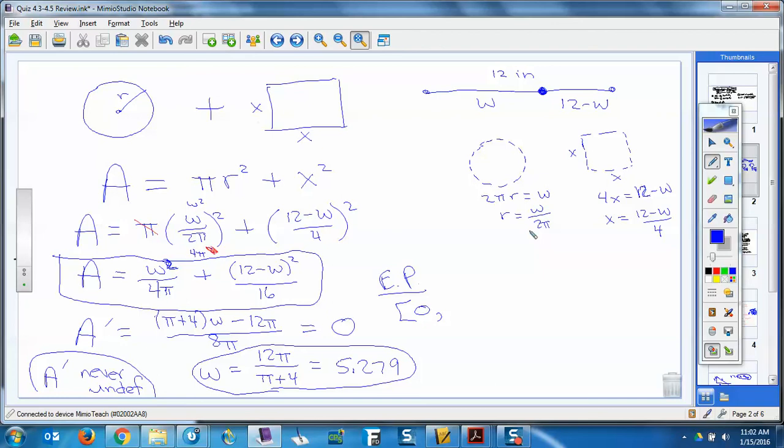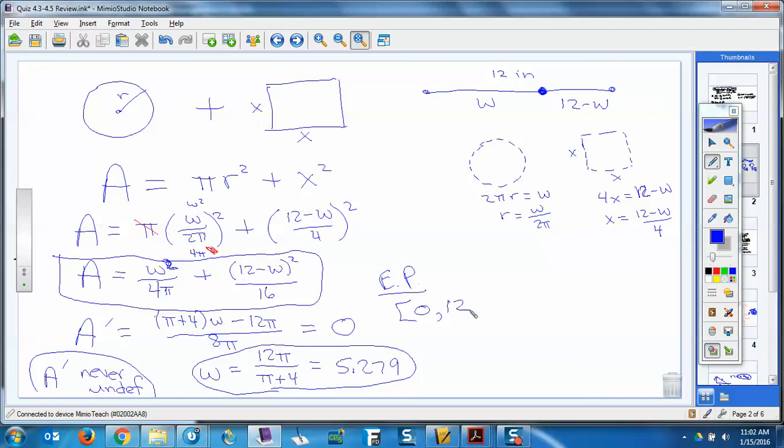Now we could have let W be the square, and then we would have been getting different numbers here. Our equations would have looked different. We could have let 4x equal W, and we could have let 2 pi r equal 12 minus W. Then everything would have looked different, because W would have been something the opposite, basically. Okay? So W is what we were saying we were going to use for the circle. So we could use none of it for the circle. That'd be 0. And then what would the most W could be?